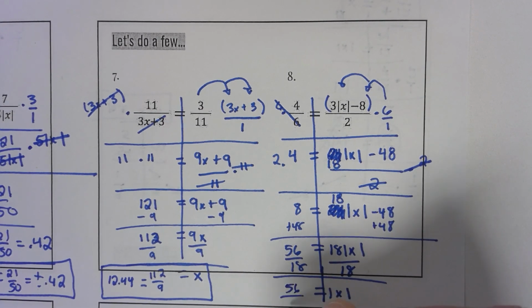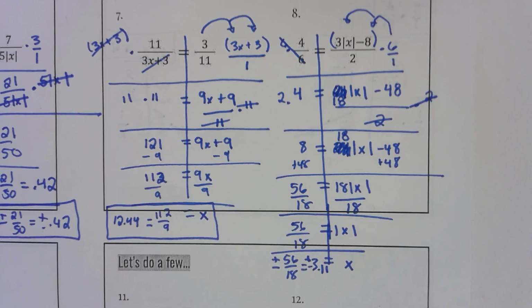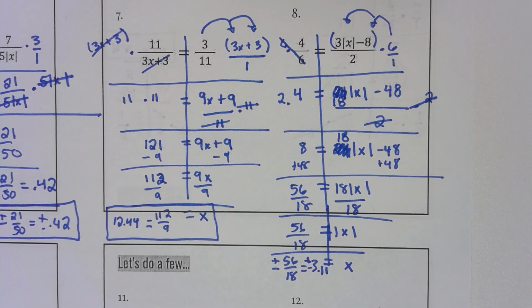So right now the absolute value of x equals 56/18, which makes x equal to plus or minus 56/18, or if you want to give it to me as a decimal, plus or minus 3.11. You can't really see that there. Okay, so decimal answer, fraction answer. Again, I'm not going to be picky about one over the other.